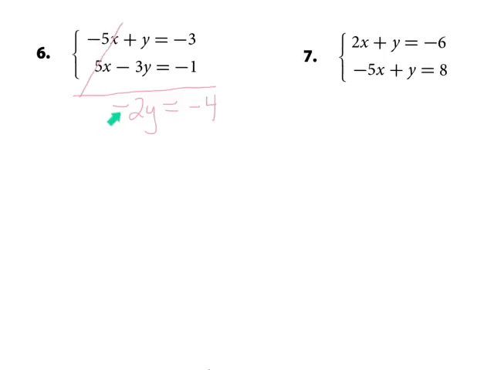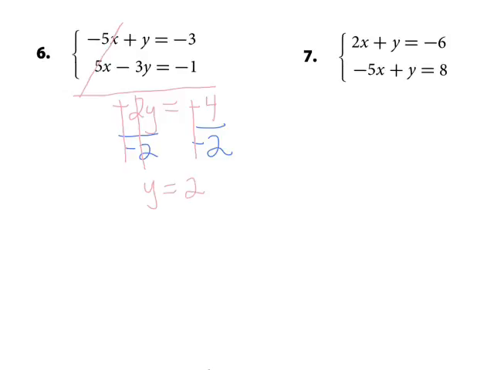Now, since this is a negative on this side and the second side is also a negative, then that means that if I divide by a negative 2 on the left side, and I divide by a negative 2 on the right side, the negatives actually cancel. So you'll see here how the negatives cancel and the 2's cancel. The negatives cancel, and I will end up with y equals 2.